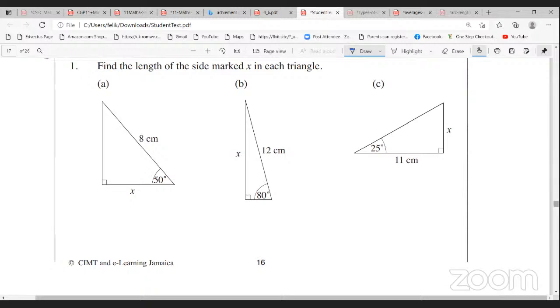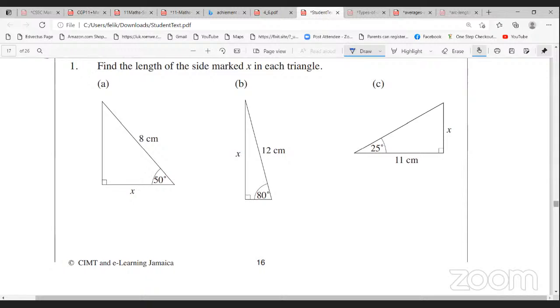It has an angle marked. So that's why it can't be Pythagoras theorem, because they only give you one side and an angle, and you must get two sides to find the next side for Pythagoras theorem. So it's the sine rule.